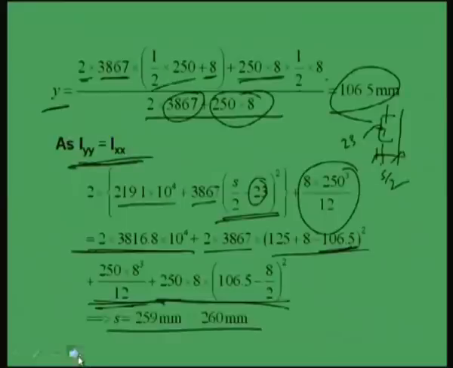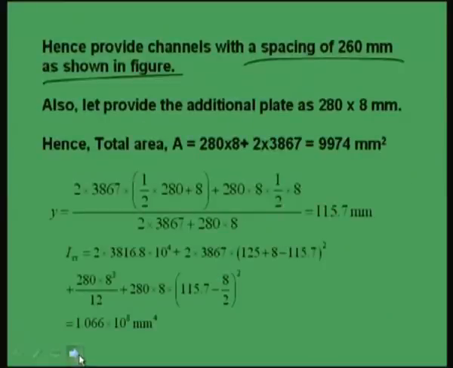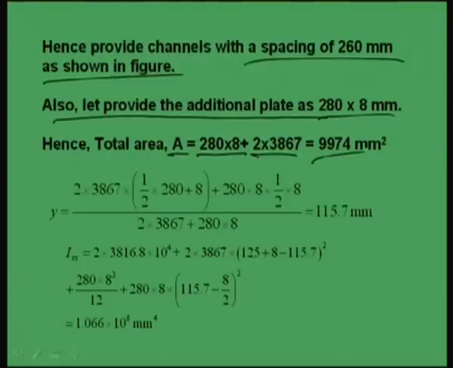So, what will we do now? Now, let us provide the additional plate as 280 by 8 millimeter. Then what will happen? Total area will become 280 by 8 into this, which is becoming this one. Then Y is becoming this one. Similarly, IXX I can find out as this.